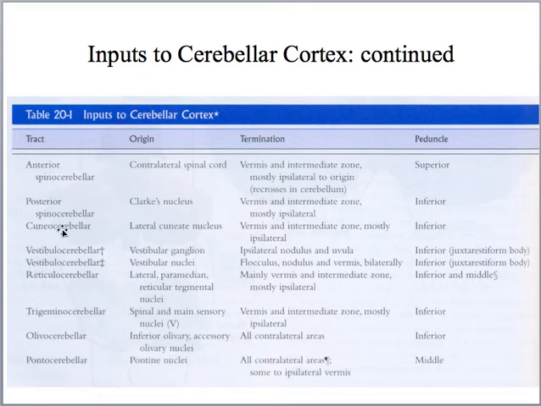The cuneocerebellar tract originates from the lateral cuneate nucleus. It's going to terminate in the vermis. It's going to enter via the inferior cerebellar peduncle. And then here, the only ones I really want you to focus on are those associated with the vestibular ganglia and nuclei. They're going to terminate within the floccular nodular lobe, and they enter via the inferior cerebellar peduncle. Don't focus on the reticular cerebellar.